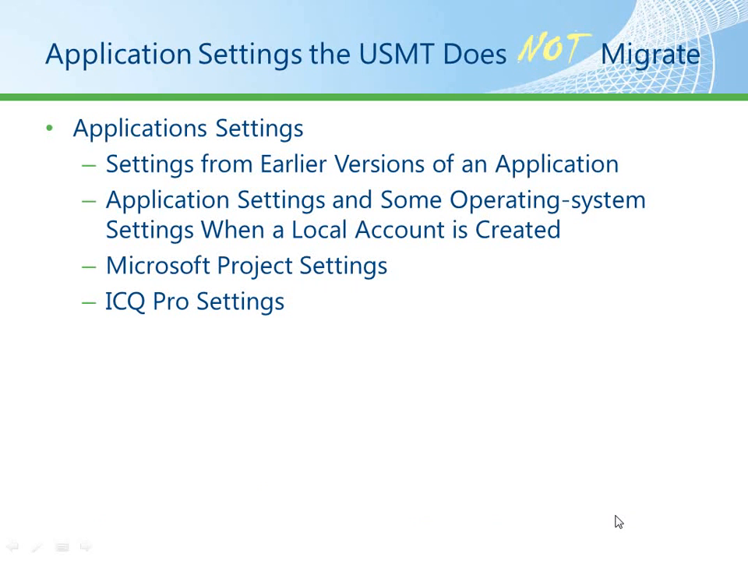Well, we just talked about what the USMT 4.0 does migrate, so now let's look at what it does not migrate. The USMT 4.0 does not migrate the following application settings. It doesn't migrate settings from earlier versions of an application. So versions of each application must match on the source and on the destination computer. This is because the USMT does not support migrating settings of an earlier version of an application to a later version. There are exceptions to this rule. The one exception is Microsoft Office. USMT is able to migrate from an earlier version to a later version of Office.